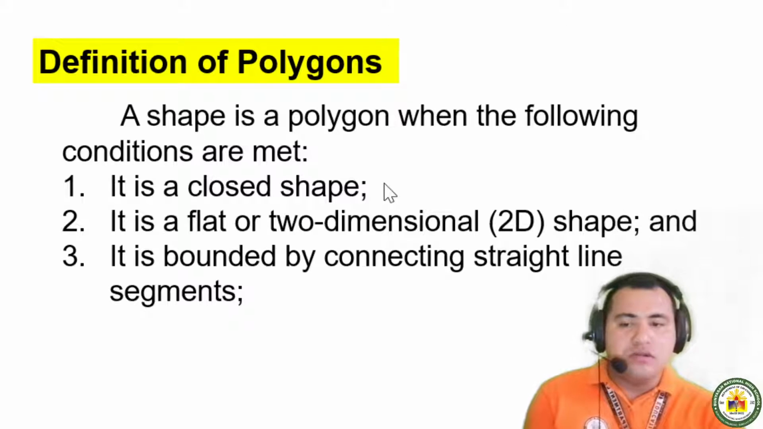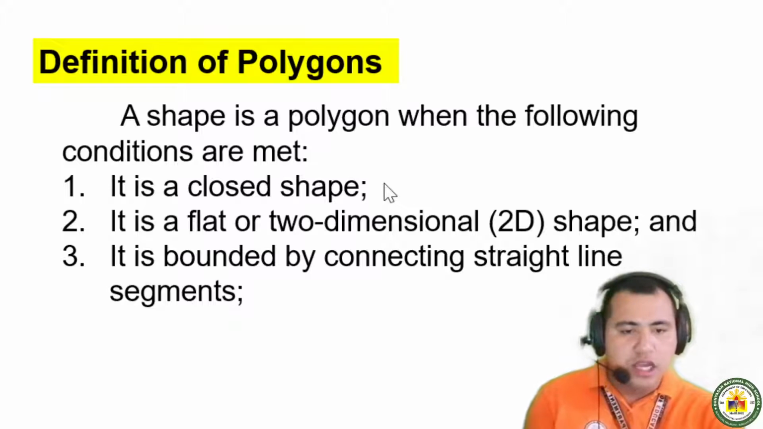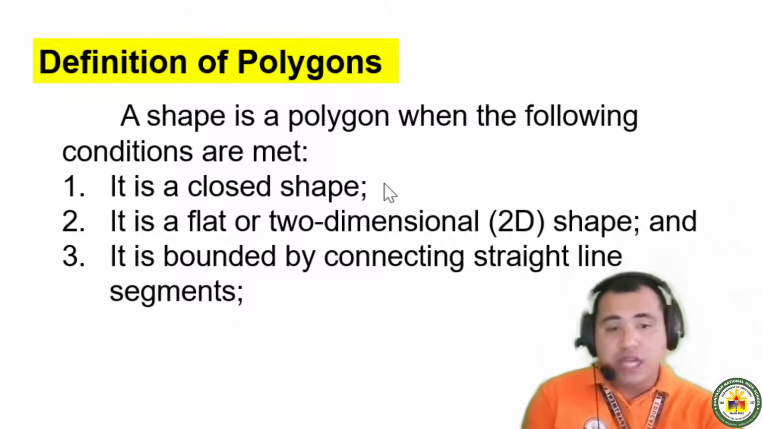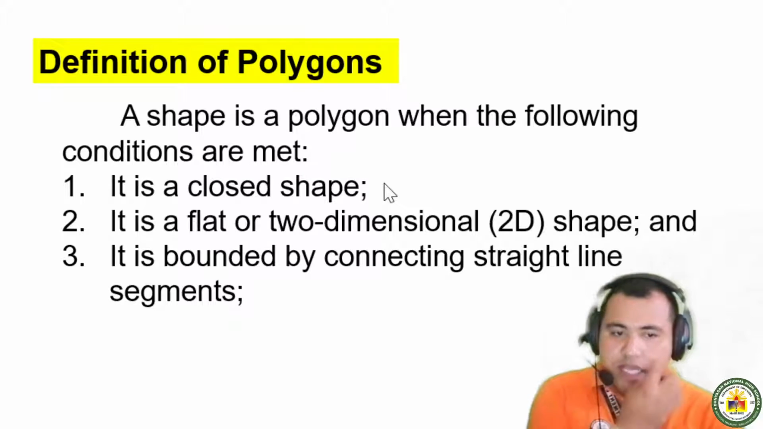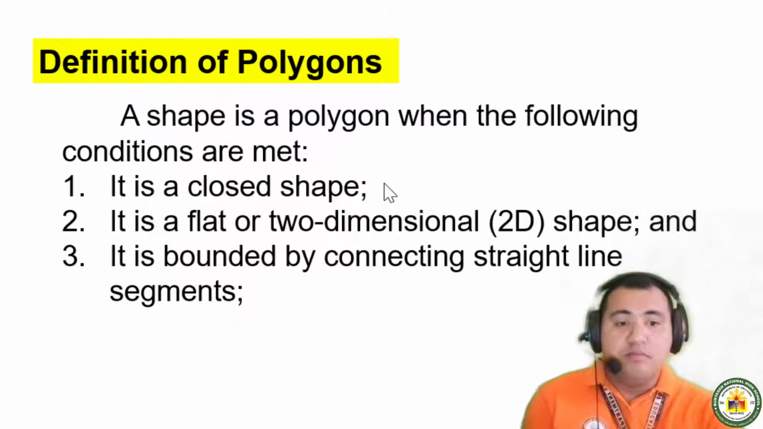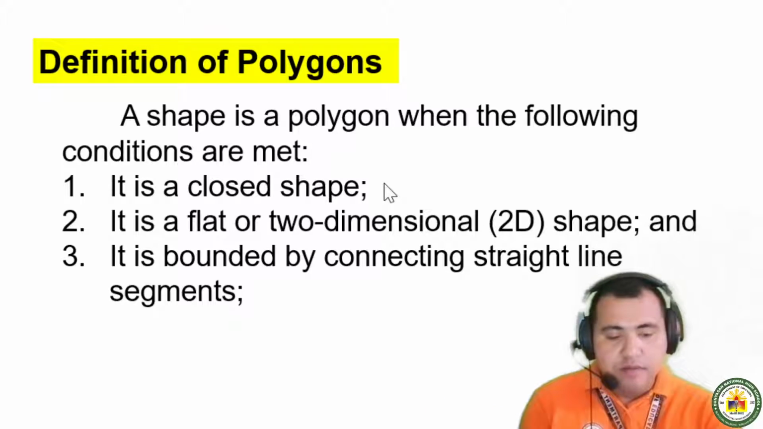Then, the third and last condition: it must be bounded by connecting straight line segments. It is surrounded or circumscribed by connecting straight line segments. As I've said, the segments or sides of the polygon are connected by their endpoints.